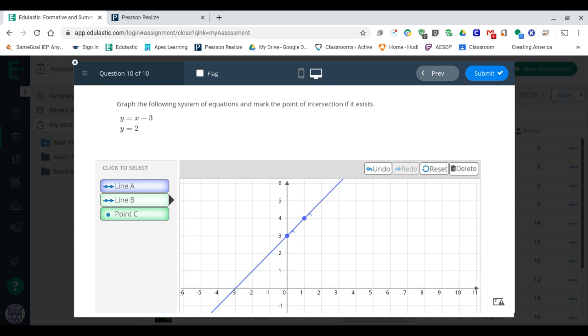For B, y equals 2. Uh-oh, where's the x? There is no x. So y equals 2 is going to be everything on the line y equals 2. Remember, y equals 2 means that this whole line goes all the way across. And my point of intersection, or point C, is going to be right there, right where they meet.